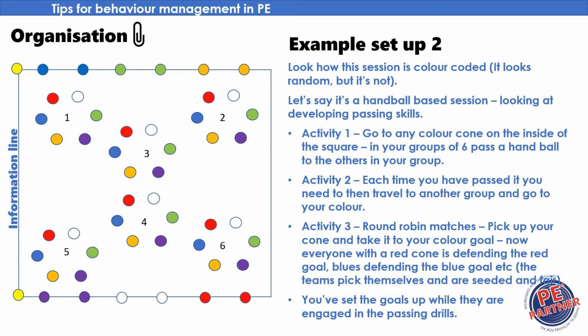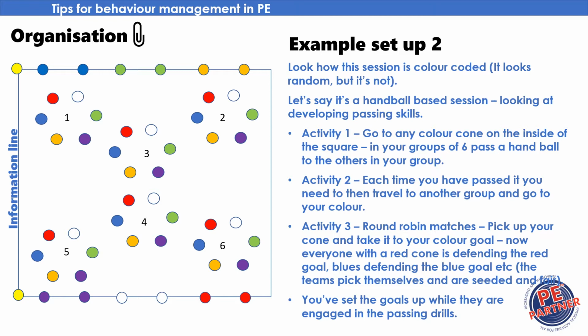Activity 1 is go to any colour cone on the inside of the square, and you'll see that there are 6 different coloured cones in 6 groups. When they get there, give each group a handball and they've got to pass to other people in their group in their little circles. Activity 2, every time you've passed it, you need to travel to another group and go to your colour. So if you were on red in group 1, you pass the ball, you then travel to be a red in another one of the groups.